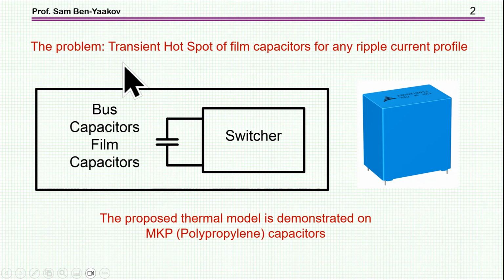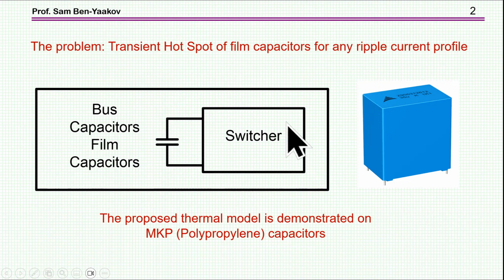The problem that we are addressing in this presentation is to develop a model for the thermal behavior of a film capacitor, and in particular an MKP polypropylene capacitor, for any ripple current profile. That is not just for a continuous current ripple or continuous pulses, but for current going up and down in a certain profile. This information on the behavior of the capacitor under these conditions cannot be obtained today from the datasheet.